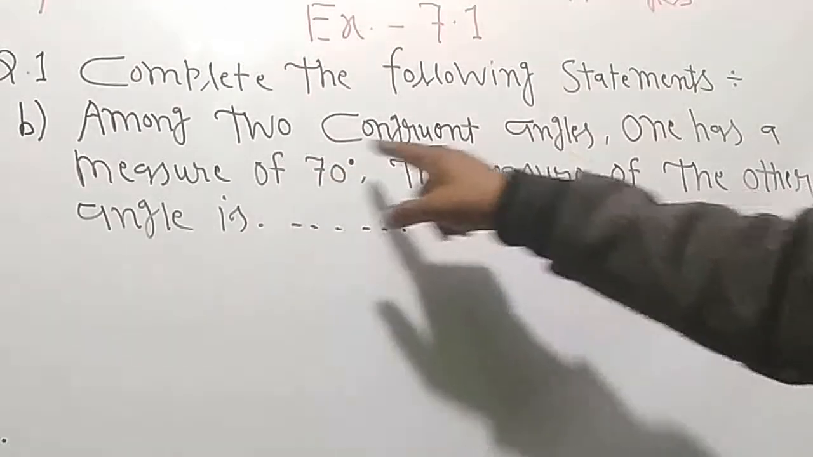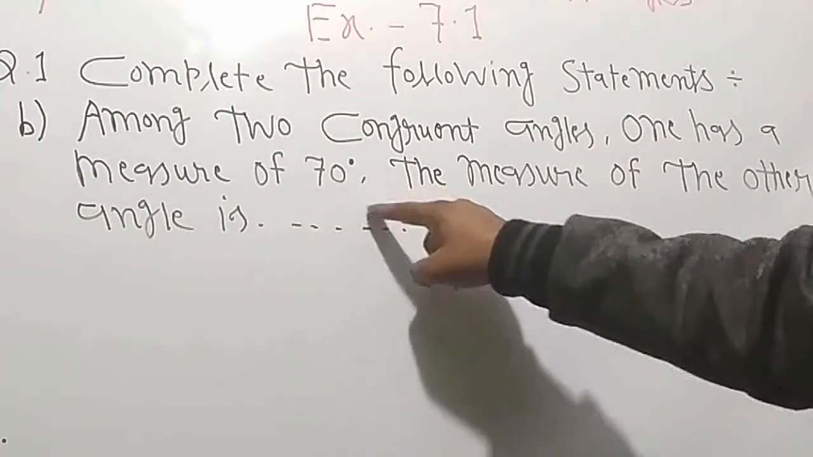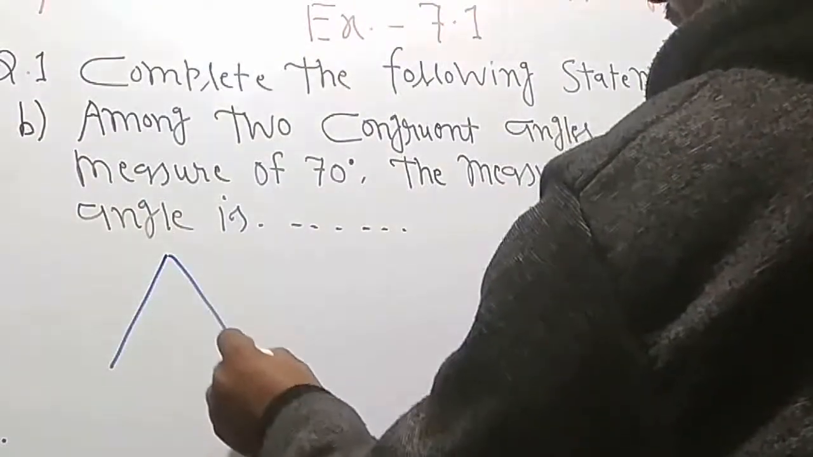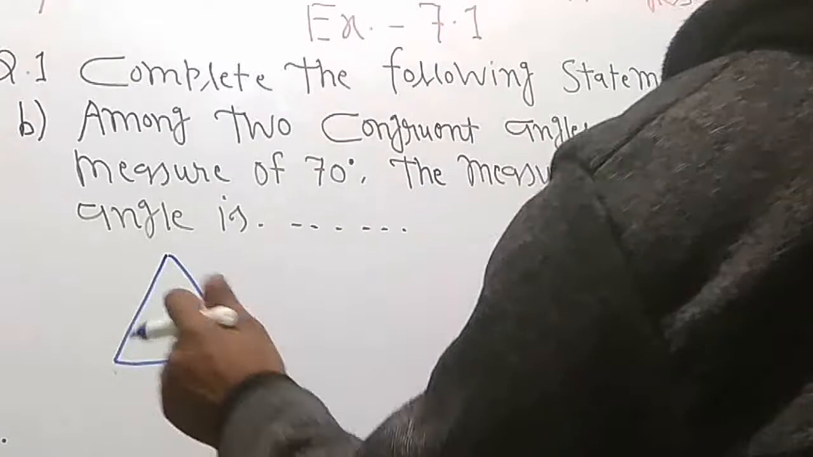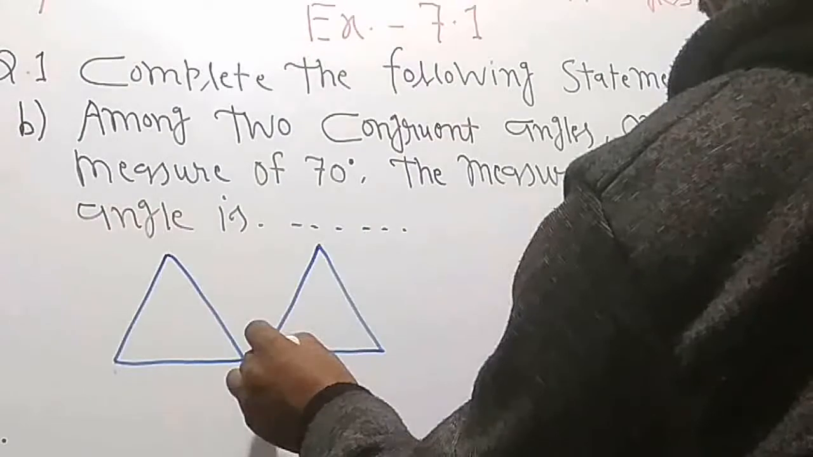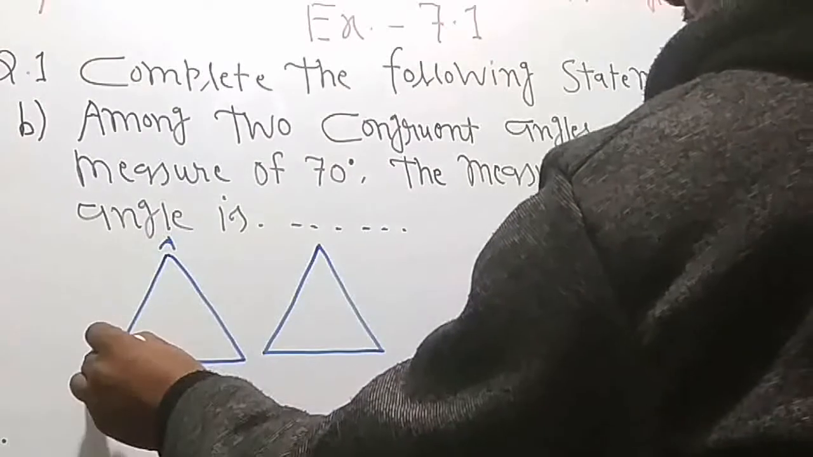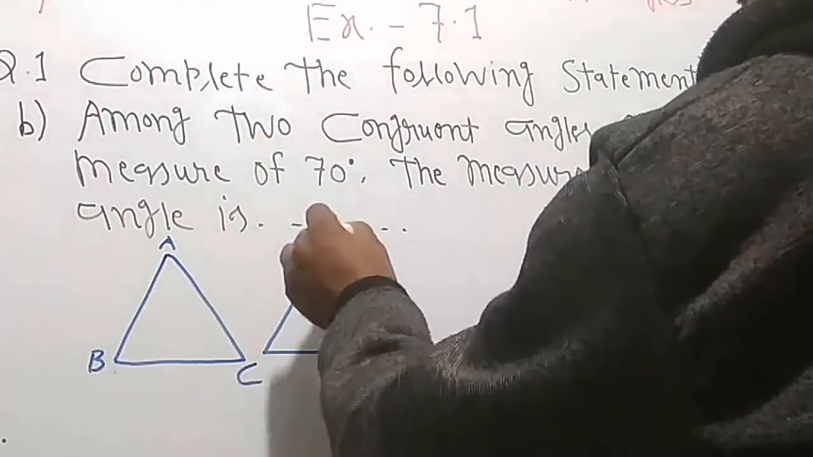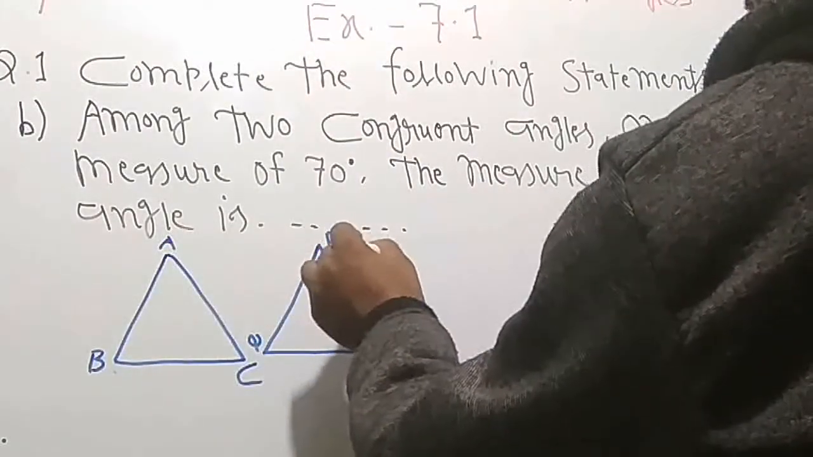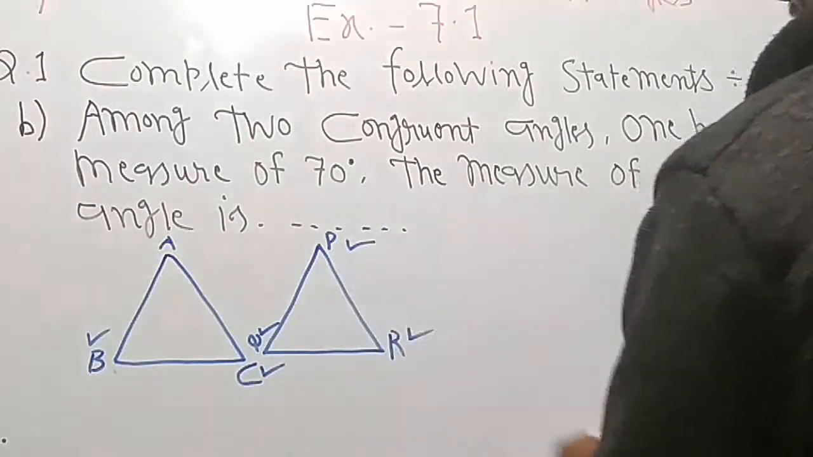Now the part B, among two congruent angles, one has a measure of 70 degree. The measure of the other angle is ... So suppose it is a triangle, and it is one more triangle. In these two triangles, the angles are angle A, angle B, angle C, angle P, angle Q, angle R. Angle A is congruent to angle P, angle B is congruent to angle Q, and angle C is congruent to angle R. It means what?